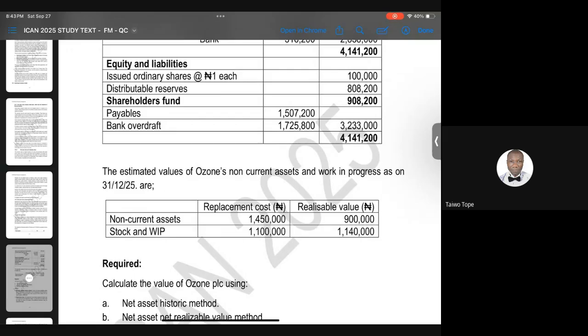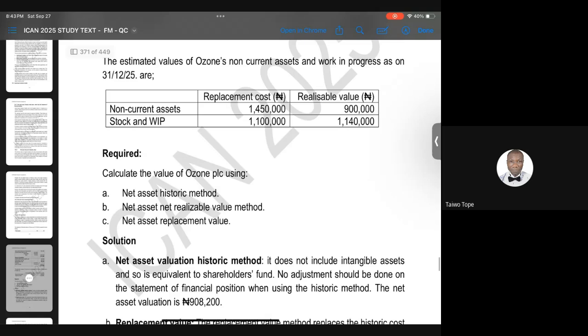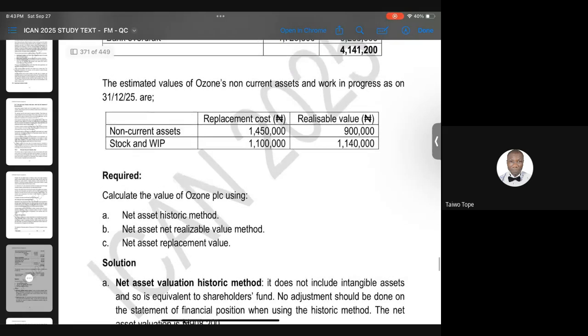The estimated values of Ozone's non-current assets and work in progress as at 31st December 20X5 are given as replacement cost and realizable value. Required: calculate the value of Ozone PLC using the net asset historic method, the net asset realizable value method, and the net asset replacement value method.